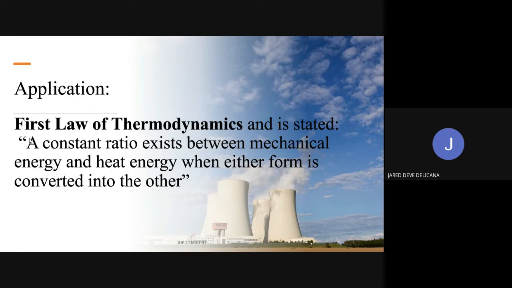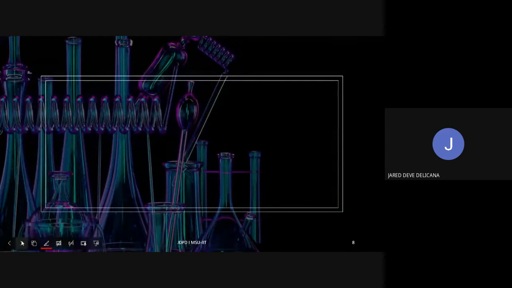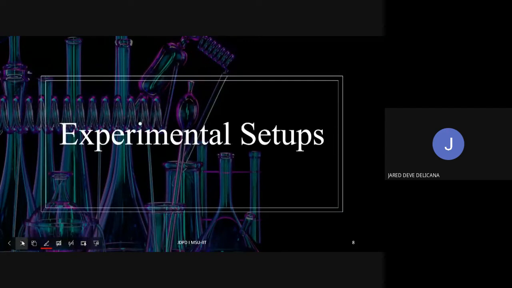The assertion that is concluded from this first law is that a constant ratio exists between mechanical energy and heat energy when either form is converted into the other. And this is the very reason why we can use power plants and refrigeration, and the very reason why we can harness the power of engines. And let's go to the experimental setup.